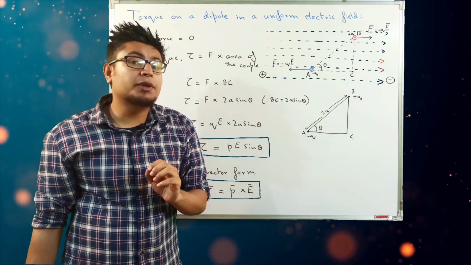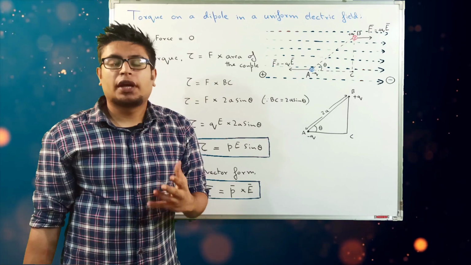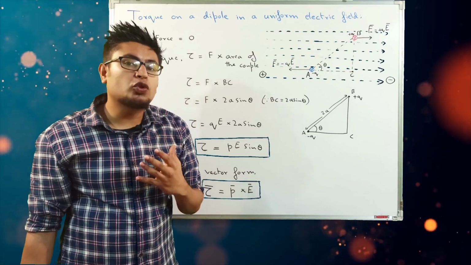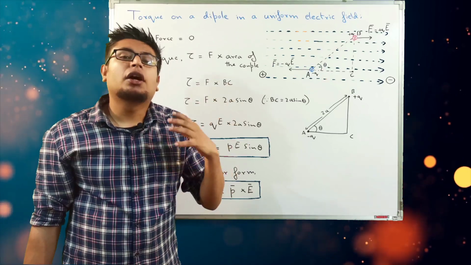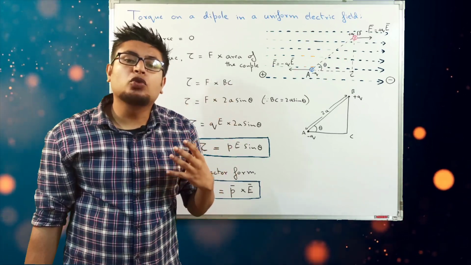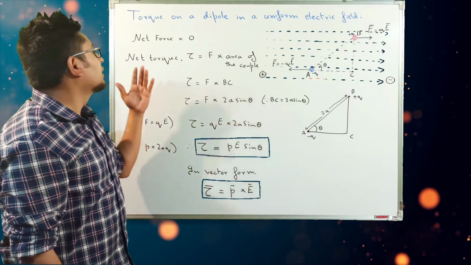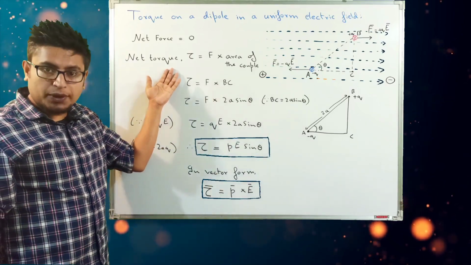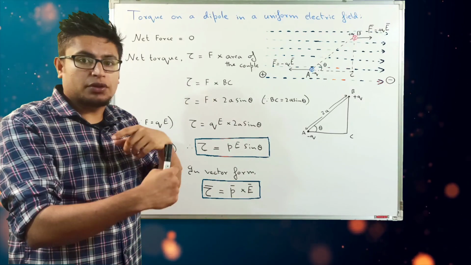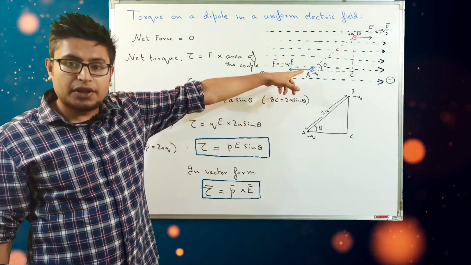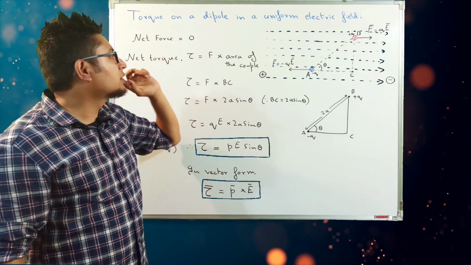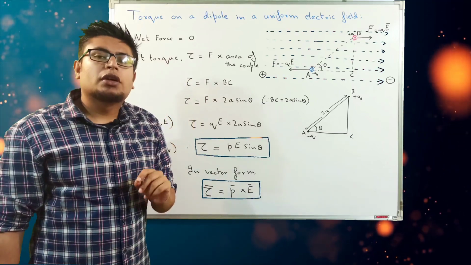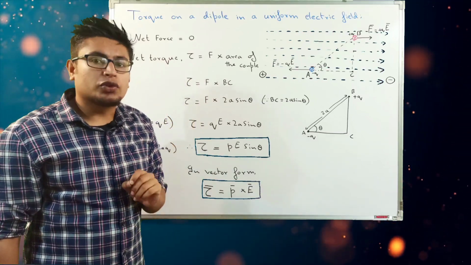Whereas it is going to experience a couple of forces. And when a couple of forces acts on a dipole, it is going to rotate. A torque is going to come into play, the net torque, in the case of circular motion. Because in this case the dipole is not going to experience a linear motion. It is going to experience a circular motion. Hence, we take the torque into consideration.